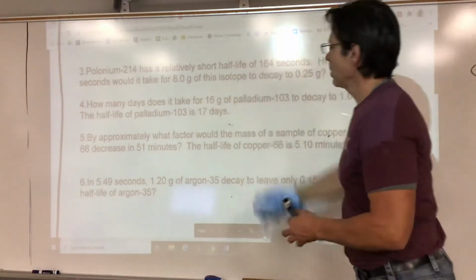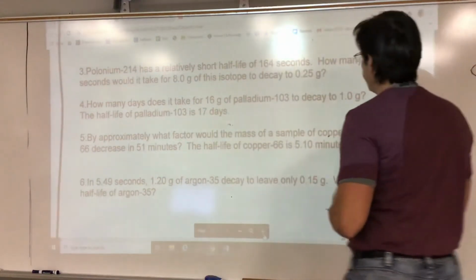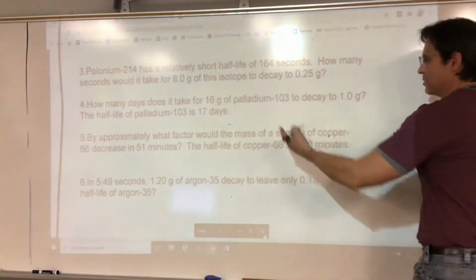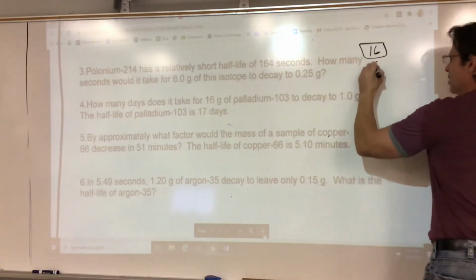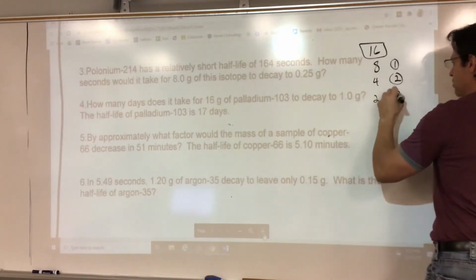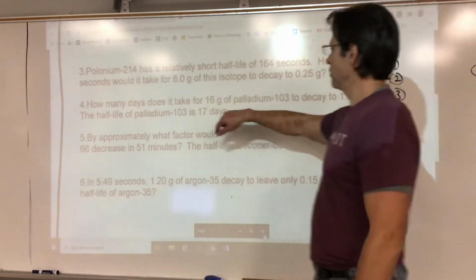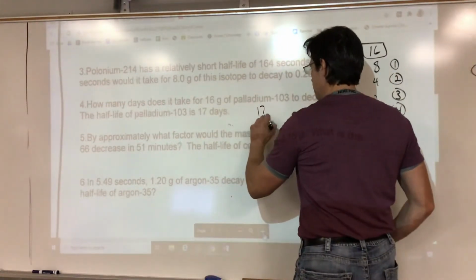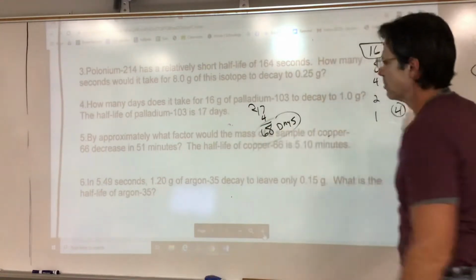All right. Number 4. How many days does it take for 16 grams of palladium-103 to decay to 1 gram? It says the half-life is 17 days, so we just need to know how many half-lives it took to get there. So make it simple, there's 16. Let's start halving. 16 goes to 8, that's 1. 8 goes to 4, that's 2. 4 goes to 2, that's 3. Then 1 is after 4 half-lives. So I went from 16 grams to 1 gram in 4 half-lives. So 17 times 4 is 68 days. All right, so number 4 is 68 days.